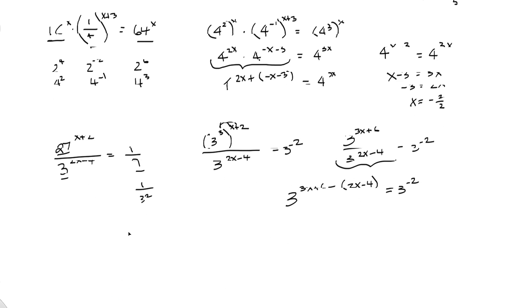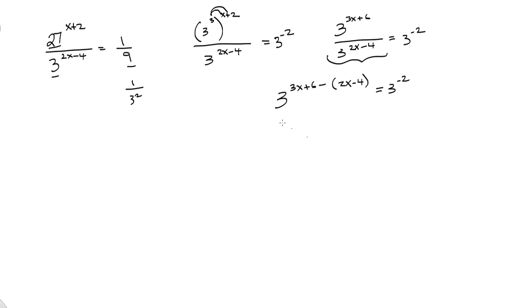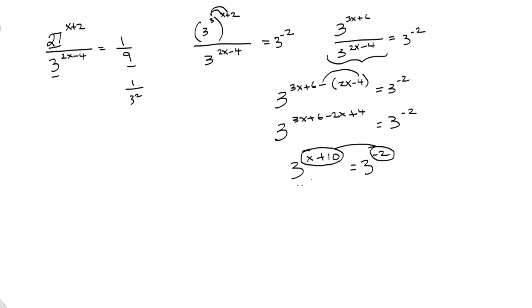So I get 3 to the 3x plus 6 minus 2x, distributing that negative, plus 4. We have minus 4, don't we? Okay? So 3x minus 2x is x. 6 plus 4 is 10. Wow, that came down to a pretty easy problem, doesn't it? There we go. One-to-one property. One term on each side. Same base. x plus 10 equals negative 2. x equals negative 12 when I subtract 10 from both sides.